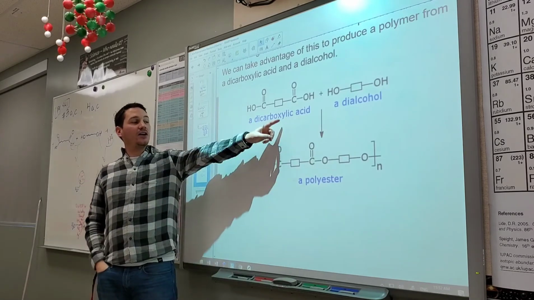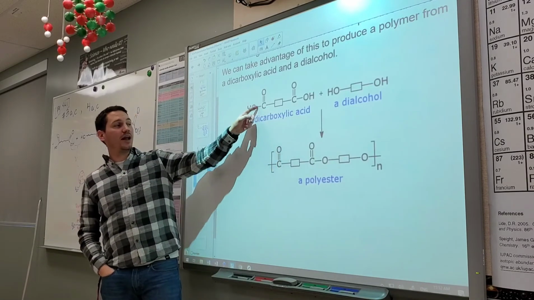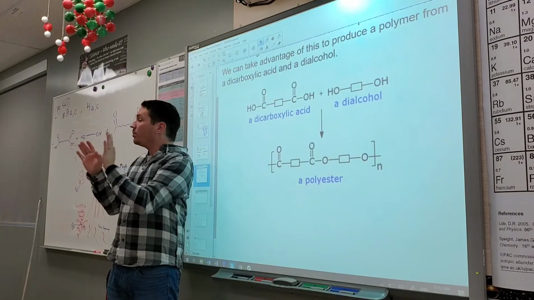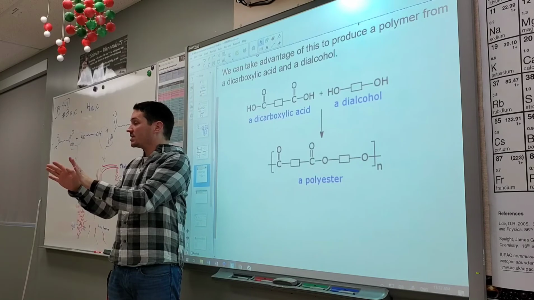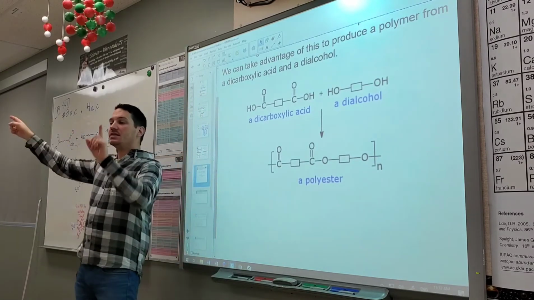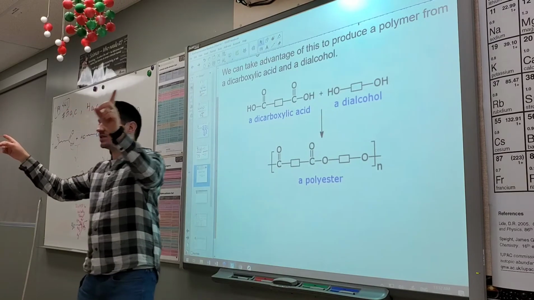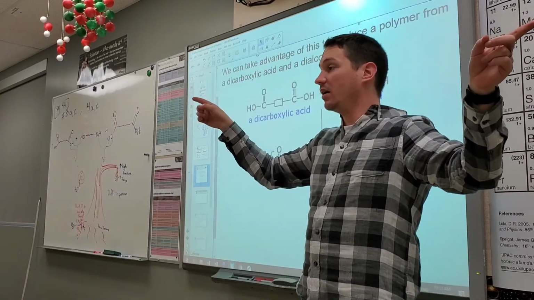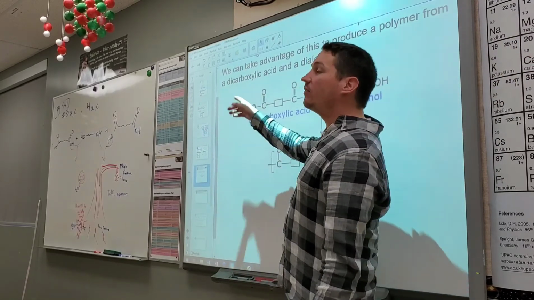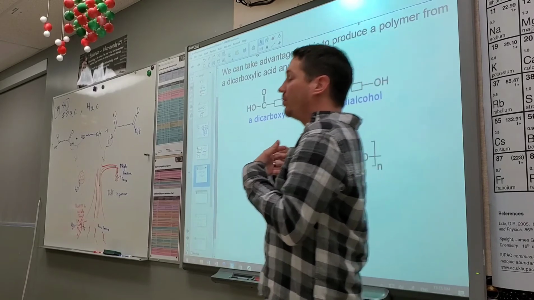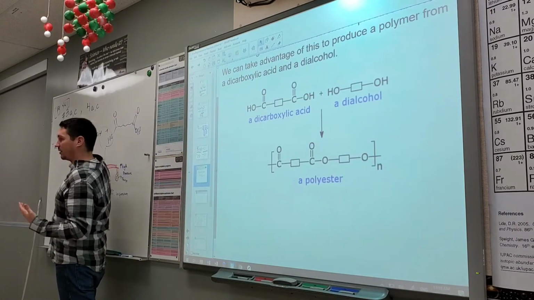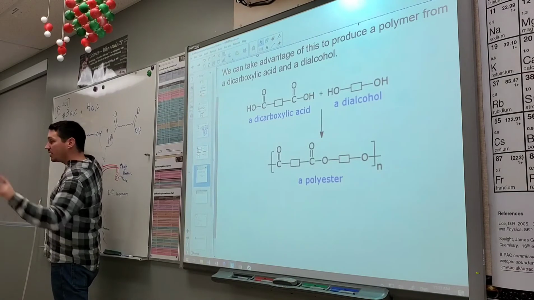This is a dicarboxylic acid. Do you see how it's got an acid on both sides? And then in the middle is a bunch of junk. We don't particularly care what it is, as long as it begins and ends in an acid. Now, something that begins and ends in an acid can react with something that begins and ends with an alcohol. And we can get this process going over again. What kind of a functional group do we make when we have an acid and an alcohol reacting? An ester.